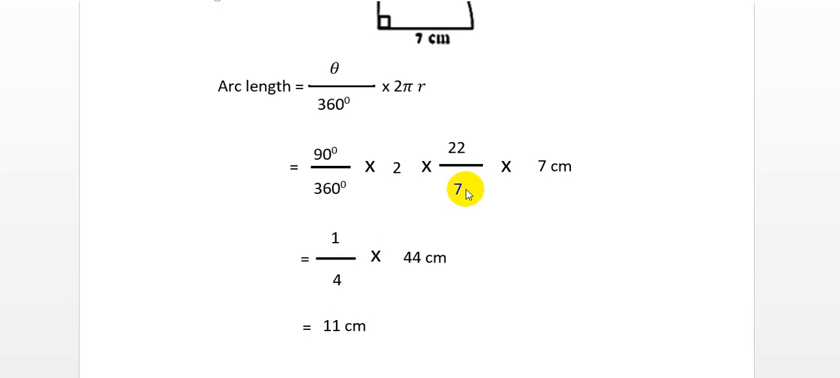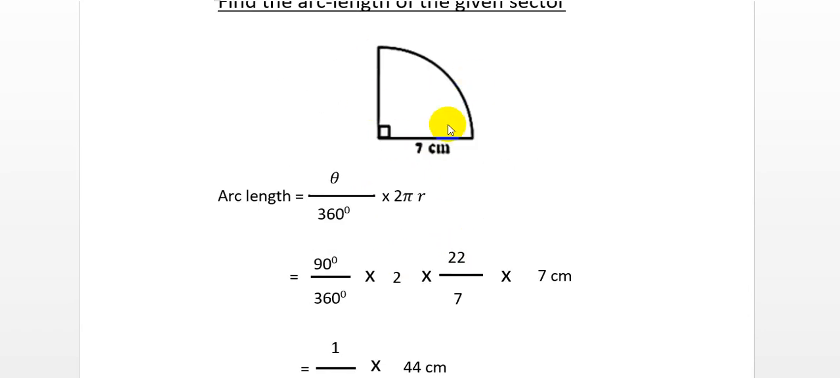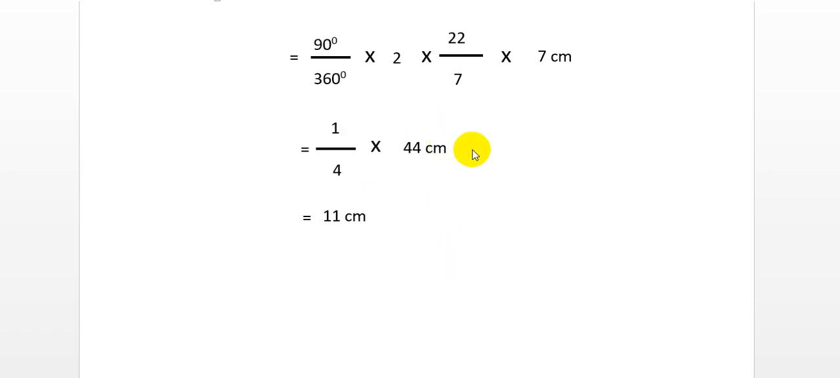Also, you can simplify the denominator 7 with this numerator 7. These 7s can be eliminated. So the remaining values are 2 multiplied by 22, which is 44 centimeter. Further, when you simplify 1 over 4 multiplied by 44 centimeter, you will end up with the answer as 11 centimeter. Since 44 divided by 4 is 11, the arc length of this particular sector of the circle would be 11 centimeter.